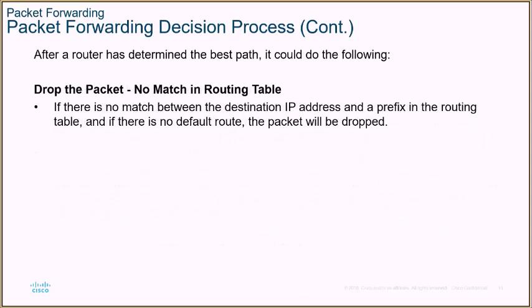Of course, the other option is I have no route entry, I have no match, and so you will drop the packet. So if there is no match between the destination IP address and a prefix in the routing table, and if there is no default route, the packet will be dropped.